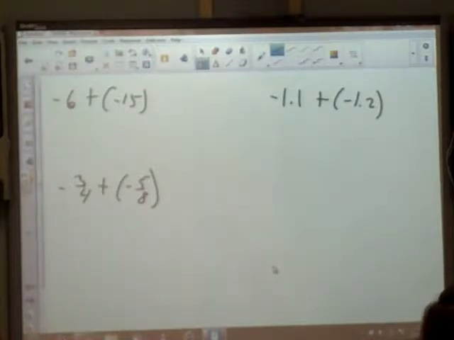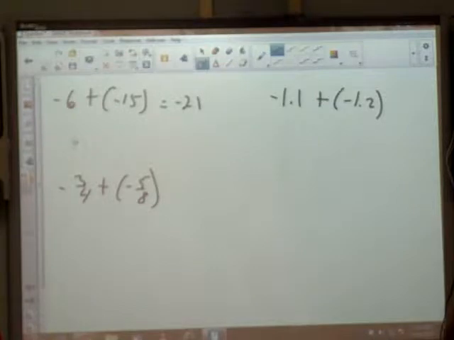These are all addition problems, and it all deals with adding the same signs. The rule when we add with the same signs is you just add numbers, and then whatever the sign is, that's the sign of your answer. Okay, that's the rule that we're dealing with on this. So I'm going to look here, and I'm going to say, well, 6 plus 15, that's 21. They're both negative, so my answer's negative.